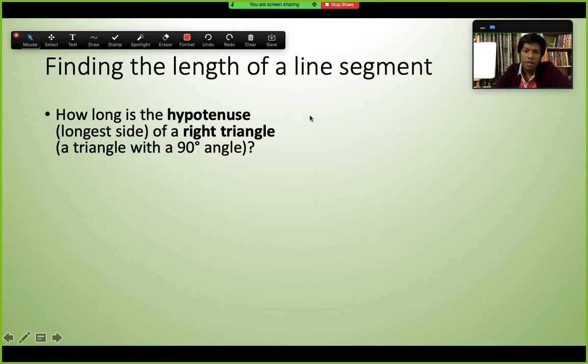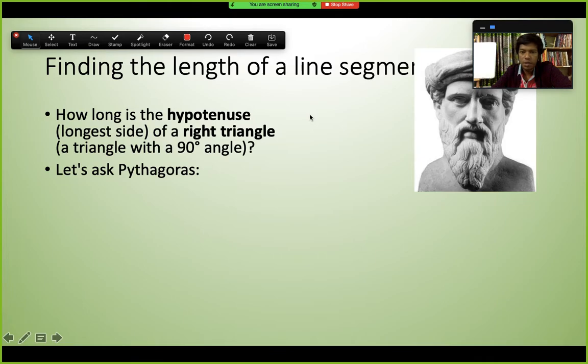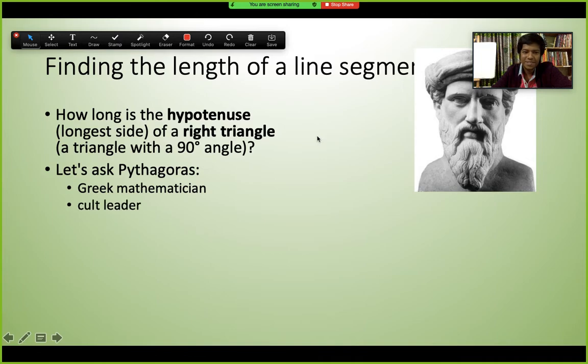Finding the length of a line segment. How can we find out the length of a line segment? This guy is the Pythagoras, the famous Pythagoras. This is what he used to do. He's a Greek mathematician, cult leader.